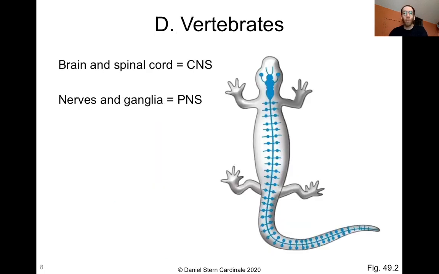Once we get to vertebrates, we see two clear functional parts of the nervous system. We have the brain and the spinal cord, which make up the central nervous system. And then the nerves and the ganglia that radiate from that central nervous system make up the peripheral nervous system. We're not going to worry anymore about the central or peripheral nervous systems right now, because we're going to spend time on those in a few minutes.